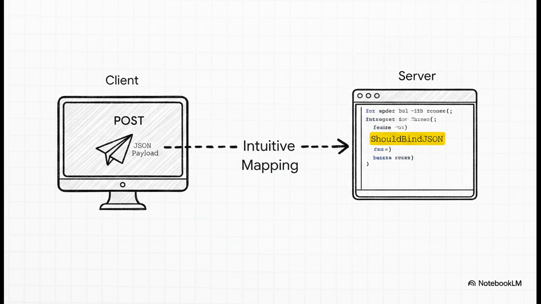And here's the aha moment. On the last slide, we saw the code. Here, we see the real-world API call. That JSON payload on the screen is exactly what that ShouldBindJSON function is waiting for. This one-to-one mapping between the request and your code is what makes developing with Gin feel so intuitive and fast.